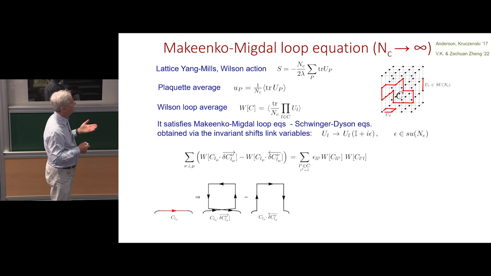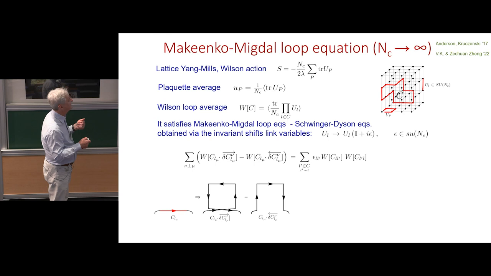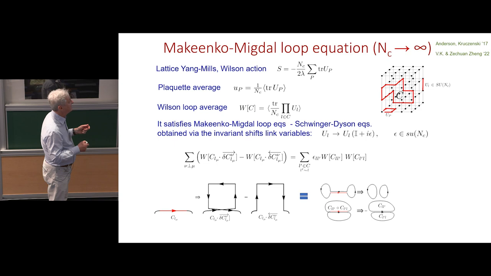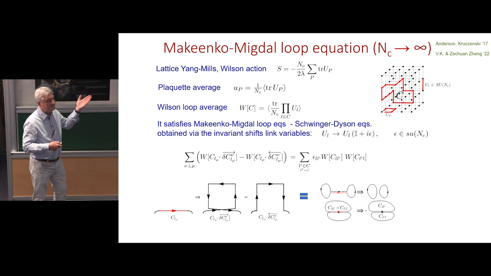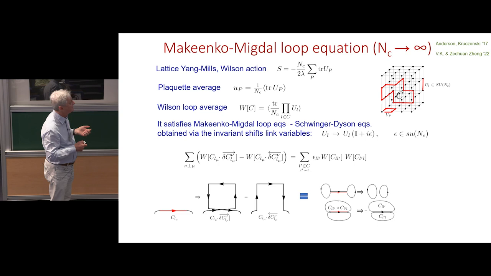Schematically, if you have a link on your loop and you vary it, you just add a plaquette going this way, a plaquette going that way. There are both orientations. And on the right-hand side, if this link coincides with some other link on your loop, it splits into two loops, this or that way, depending on whether they are parallel or anti-parallel. Okay, this is schematically, but even quite precisely, the description of Makeenko-Migdal loop equations. Of course, we have factorization here. We work in the large N limit.